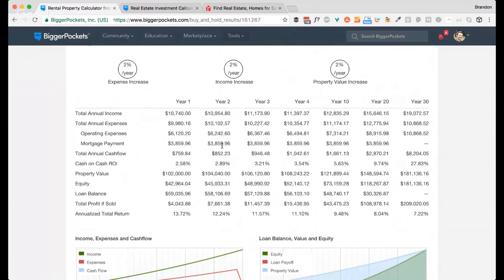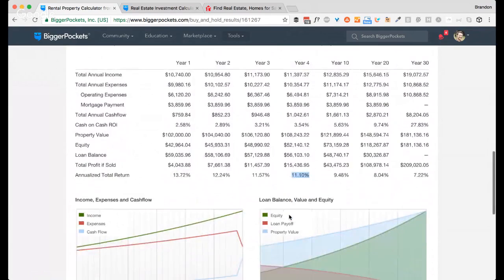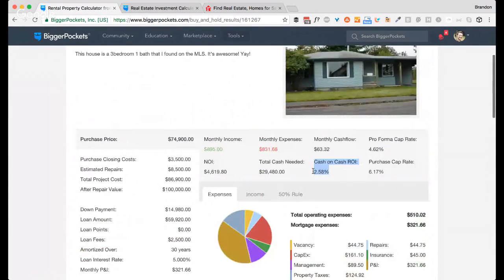What about the future? What if I bought this property and then held on to it for 4 years and then sold it? What would I make then? Well, according to this, I would go down here to total profit if sold. If I sold it in year 4, I might make 15 grand on this property after 4 years, which works out to a total return. Remember we talked about total return? An annualized total return of 11.1%. So is this a good deal? Well, I don't know. Now it's looking a little better if I held the property for a while. At least it's a little better. But personally, remember, I don't like this 2.58% cash on cash return or the $63 a month in cash flow.